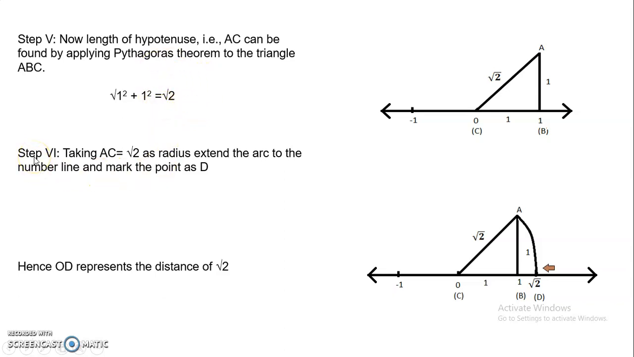Step 6 says taking AC. Now taking A and C, this point is C. Taking AC as the radius and using the compass, extend this point on the number line and mark it as D. So the distance between C and D is nothing but root 2. Hence OD represents the distance root 2.